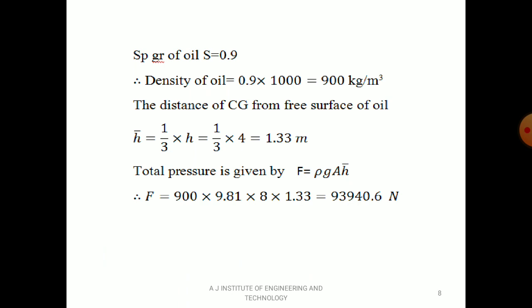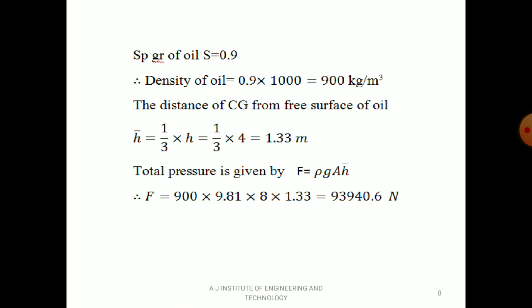So the triangular plate is immersed or submerged in a liquid of specific gravity 0.9 instead of water. So just calculate the density. Density of oil equals 0.9 into 1000, so that is equal to 900 kg per meter cube. The distance of the center of gravity from the free surface of oil is h bar equal to 1 by 3 into h, so that is equal to 1 by 3 into 4, that is equal to 1.33 meter.